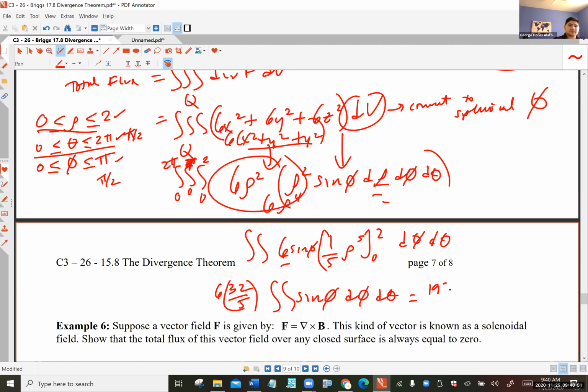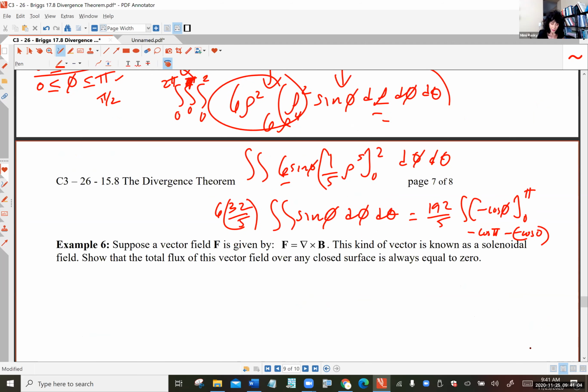Minus cosine. Yeah, minus cos. And we're going between 0 and pi. So you're going to get minus cos pi minus a minus cos 0. There's a lot of minuses floating around. Don't blow this. So this is minus minus 1 plus 1. 1 plus 1 is 2.